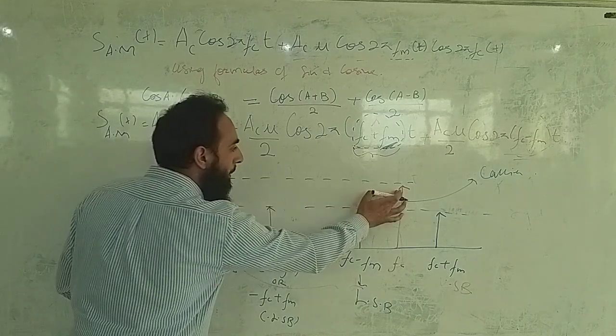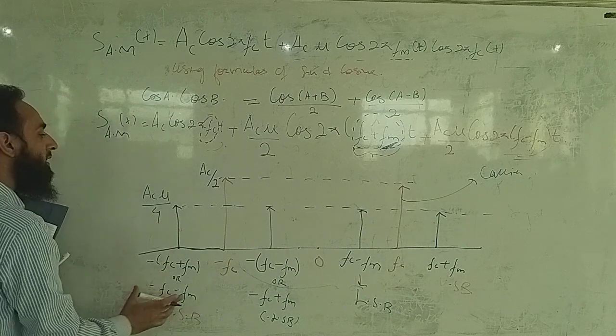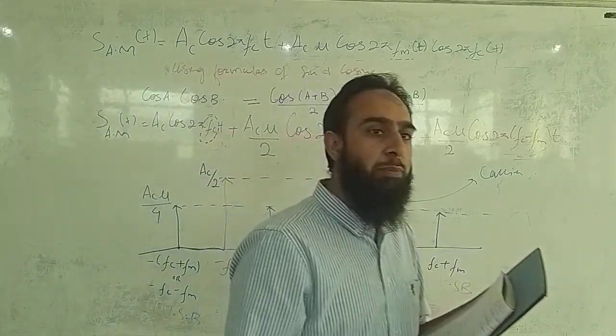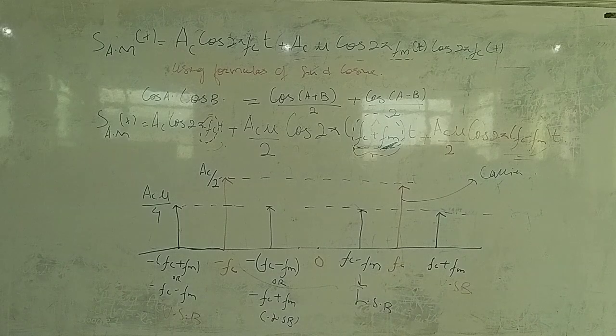Ac by 2 is an amplitude, Ac mu by 4 is an amplitude, and these are at different frequencies, and this happens to be the frequency spectrum. Because in a frequency spectrum, I need to know the amplitude of each frequency component. Number one. Number two, I need to know where those amplitudes exist. I have identified both of these things, and this is what we call a frequency spectrum. Sure?